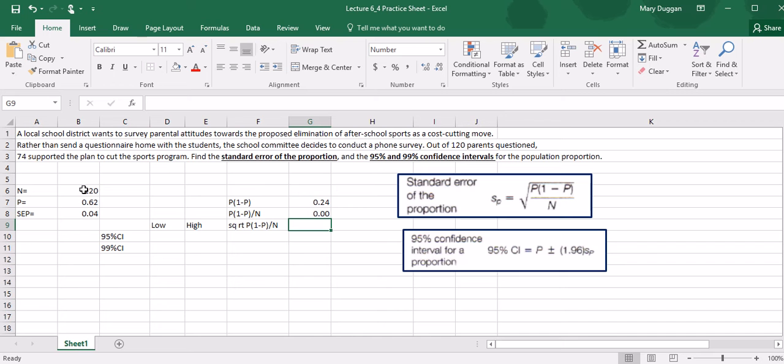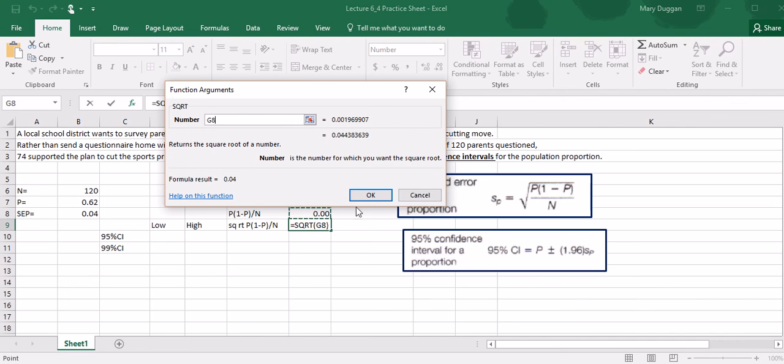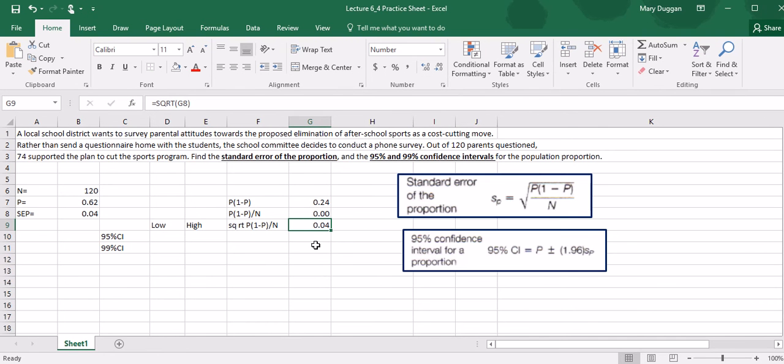So now we have 0.00, but that actually goes off to some decimals that we're not seeing. And then we can just take the square root of that. And this time I'm going to use this square root of this number. Okay, and that gives us our standard error of the proportion just as easily. Well, not just as easily, I don't know, it just depends. For some of you, using parentheses might be easier. Others of you might want to spread it out like this. It's totally up to you. Either way that you do it, we now have our standard error of the proportion of 0.04.